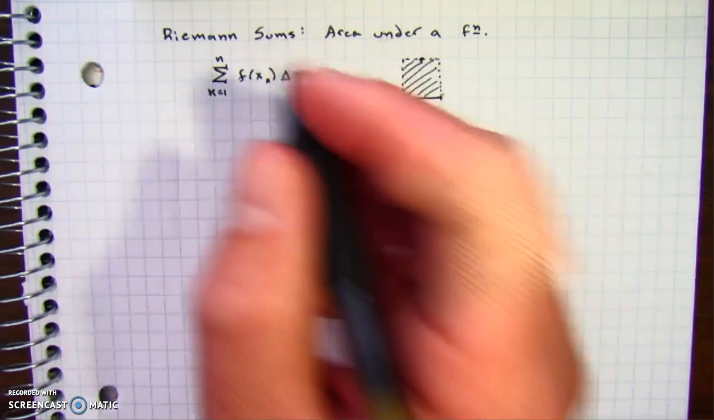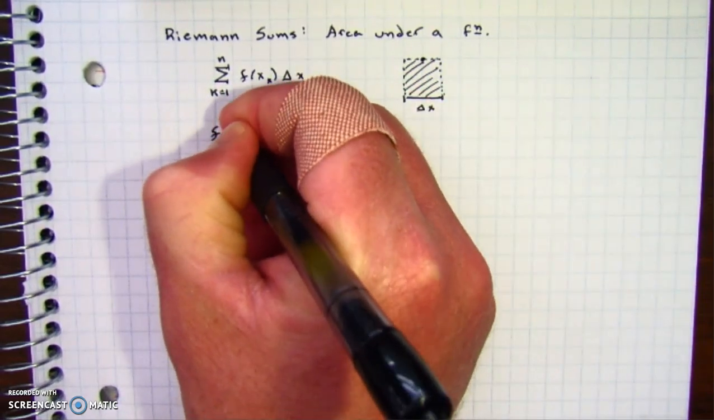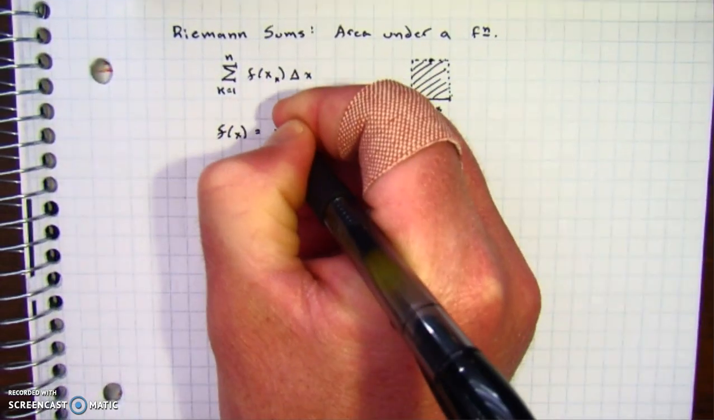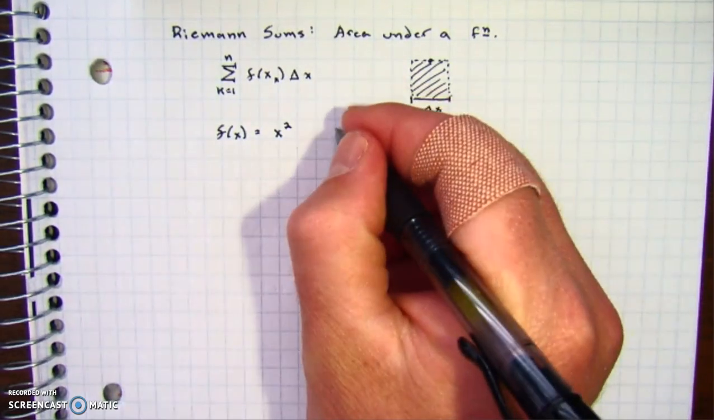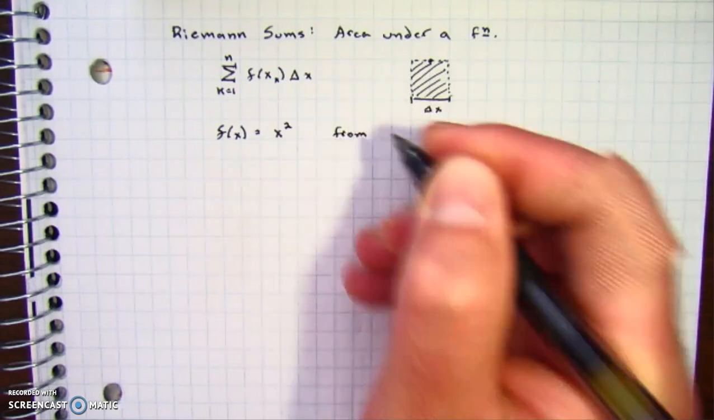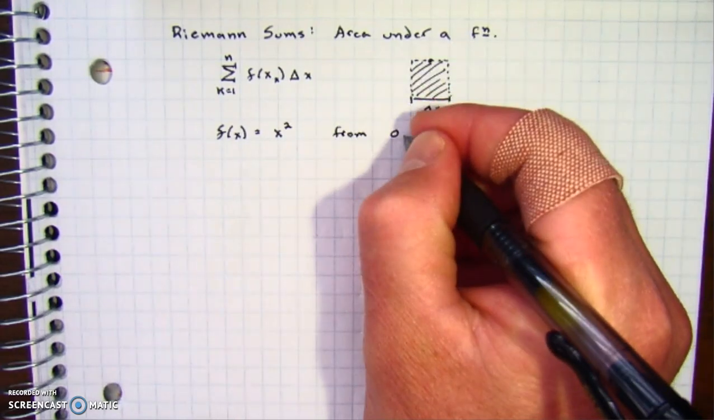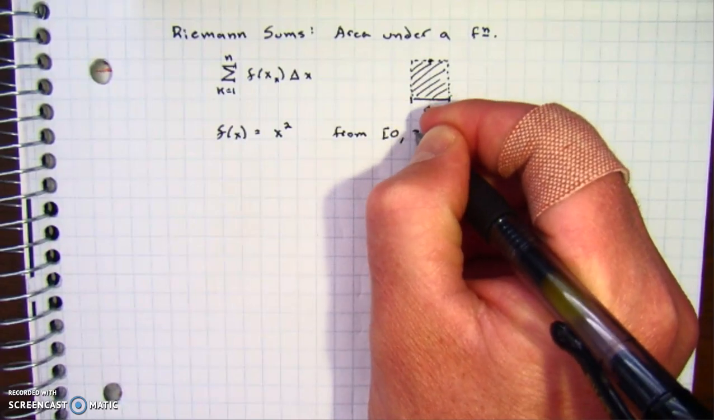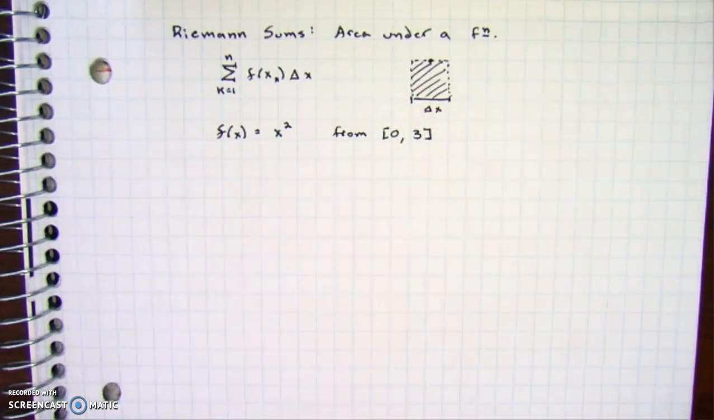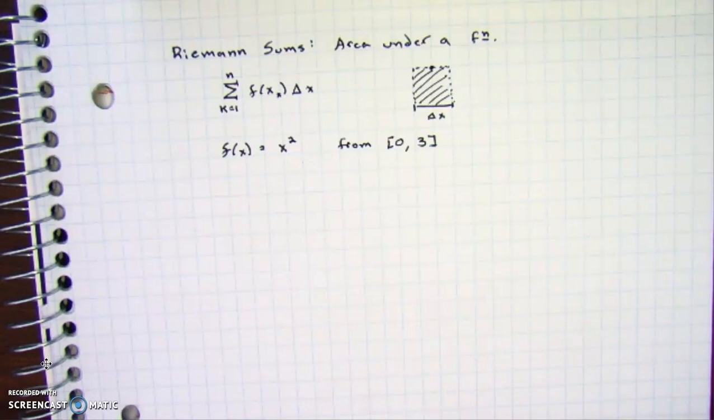So let's take an easy function, like f of x equals x squared, and we're going to approximate the area under that curve. We'll give ourselves 0 to 3. So we give ourselves the domain, and then we're going to approximate it, and we have 3 different ways to do it. You can either do a left, a right, or a mid. So we'll look at those differences.